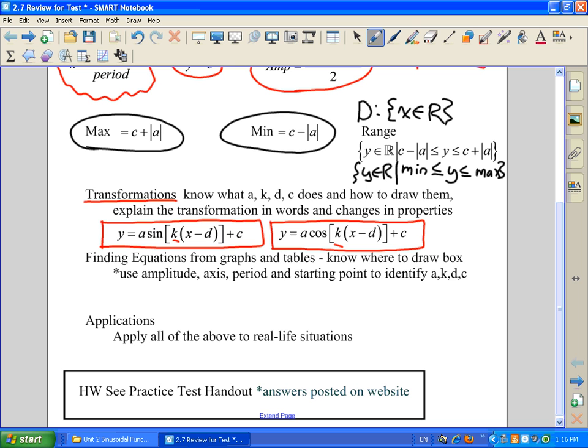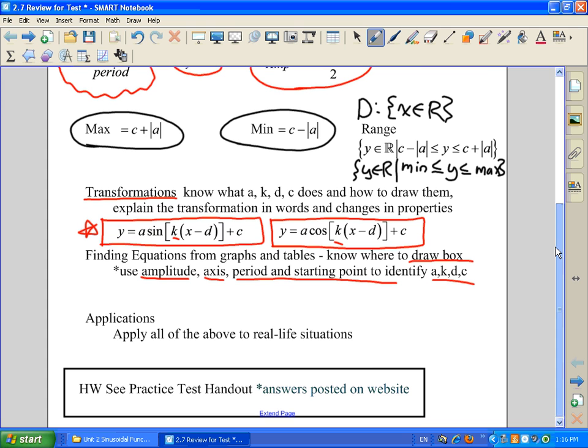When finding equations from graphs, know where to draw the box, i.e., where does the starting point occur? And it's helpful to use your amplitude, your axis, your period, and your starting point to then get to your A, K, D, and C. Once you've got your A, K, D, and C, sub it into the appropriate parent function transformation equation from up above.